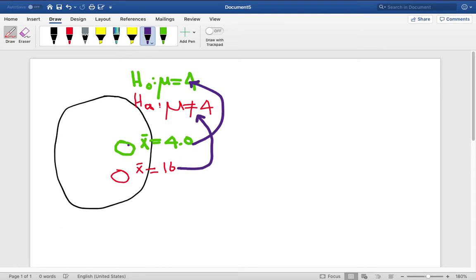The samples that we choose are actually called test statistics, because a statistic is just a number, and a test statistic is a test number. It's something that we're using to test the hypothesis. So these sample means are called test statistics.